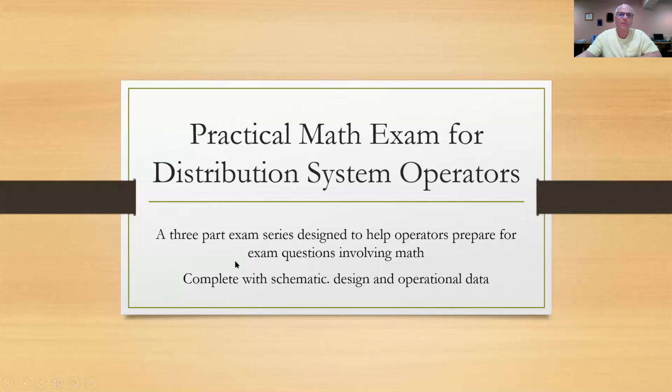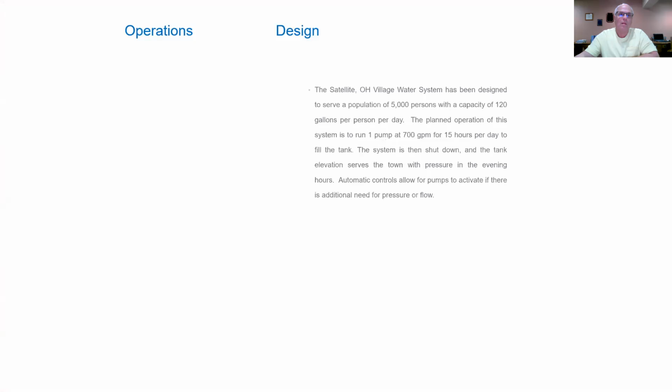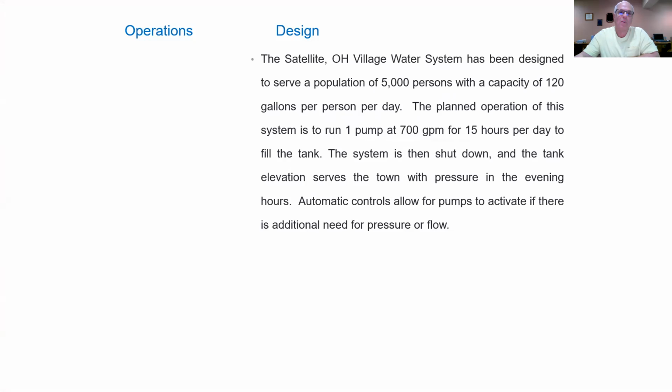Again, this is Practical Math Exam, Distribution System Operators, Part 2. We're going to review the data that I gave you on the last one, but briefly, because I went through it in detail. You should really go see Part 1 if you want to get through it in detail. But this is a satellite system.